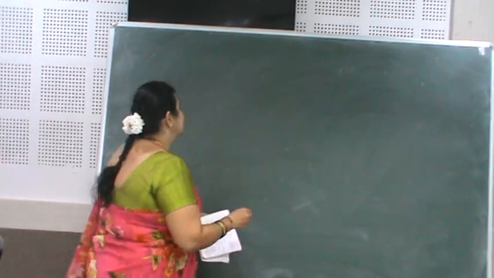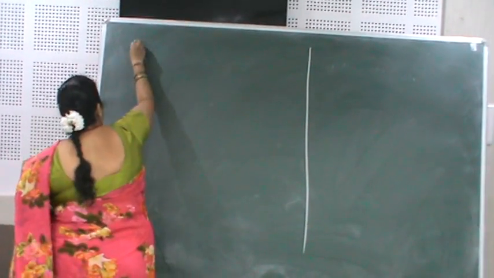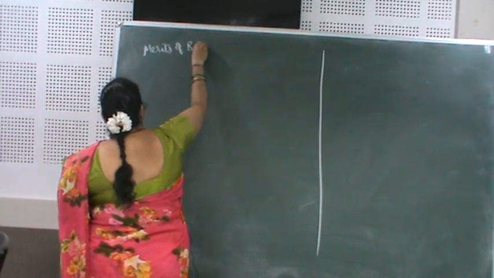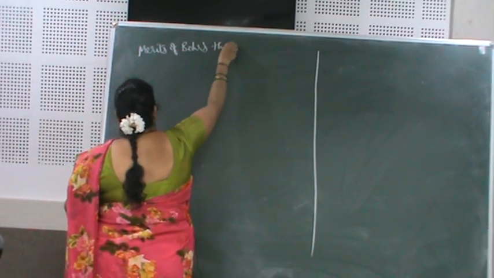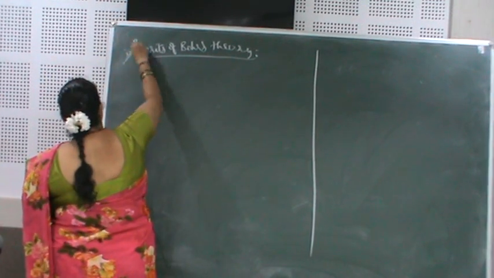Now next is merits of Bohr's theory. Merits of Bohr's theory. This is also an important part. It can be asked for 3 or 4 marks.